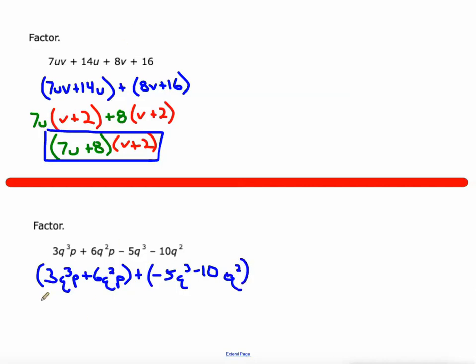All right, in the first group, they have a greatest common factor of 3 and q squared and p. They're all divisible by those. When I factor that out, I'm left with actually a much simpler expression, q plus 2. The second grouping, they're both divisible by negative 5. And when I factor that out, oh, actually more than that, negative 5q squared. And when I factor that out, I'm left with q plus 2 again.